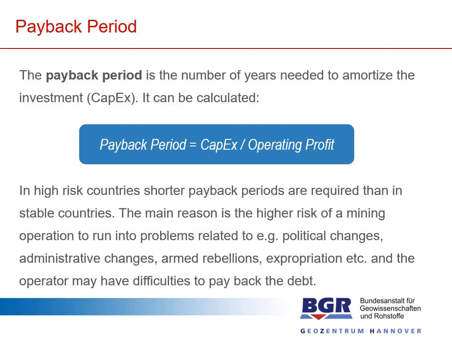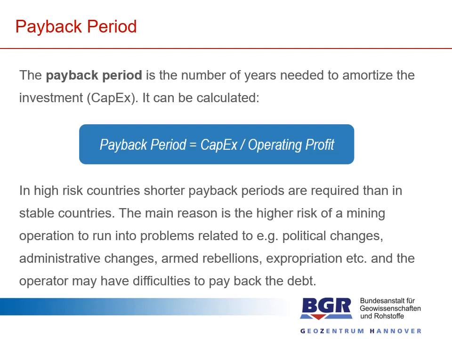So the easiest part in the calculations we have is the payback period. This is the number of years that are needed to repay the investment, and it can be calculated as the capital expenditure divided by the annual operating profit. In high-risk countries, shorter payback periods are required than in stable countries. The main reason for this is the higher risk of a mining operation to run into problems, or to be shut down, related to political changes, administrational changes, armed rebellions, expropriation, etc. And the operator may then have difficulties to pay back the debt. So the investor will require a short payback period in a less stable country.